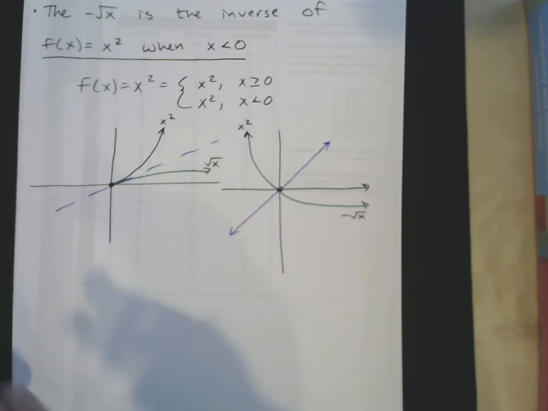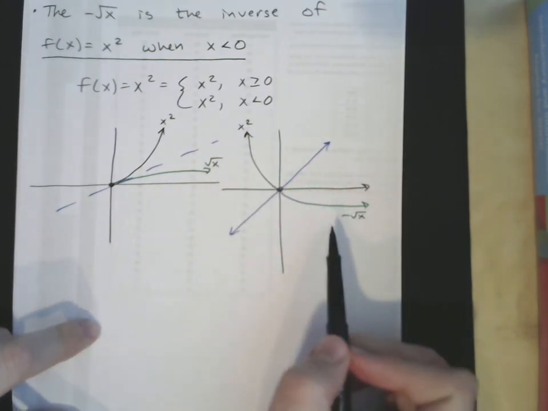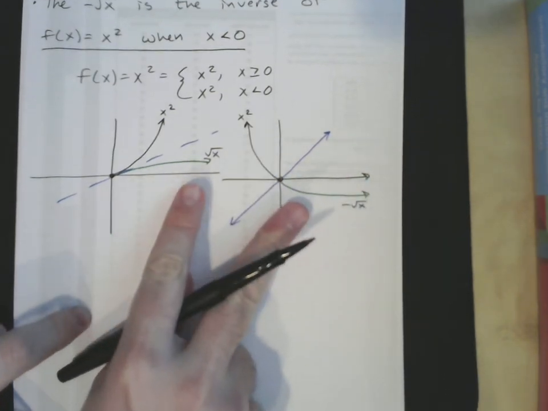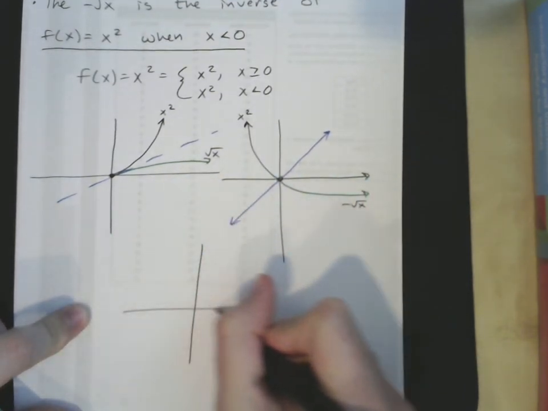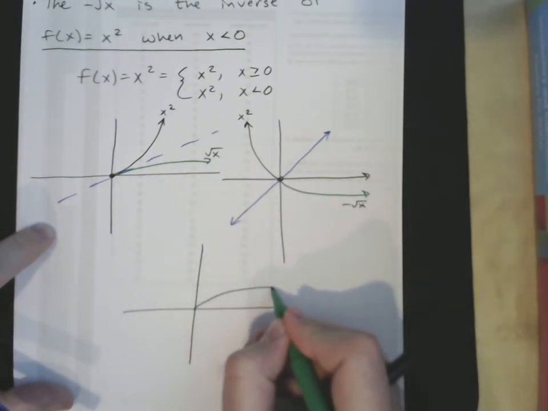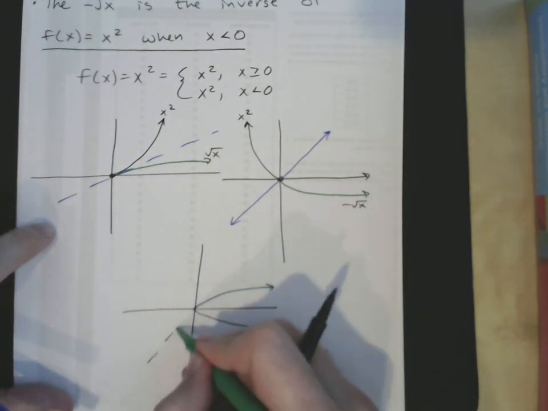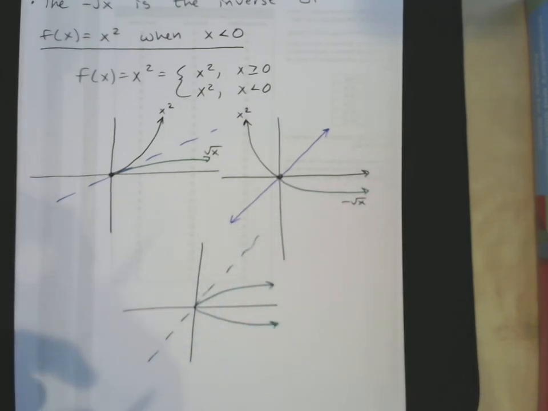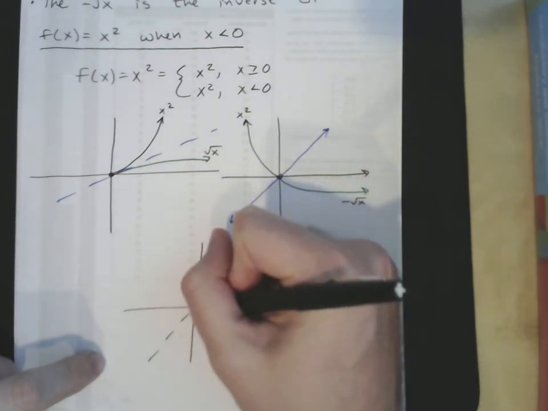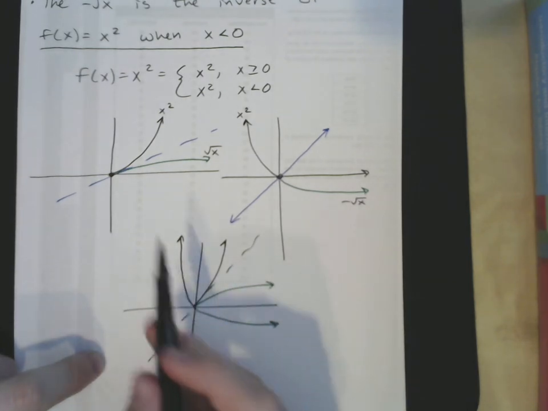So we can invert the quadratic x squared if we separate it into two pieces. And we invert one at a time. And if we put them together, the inverses that is, not the x squared, our top half gives us this, our bottom half gives us this. And if we were to draw the line y equals x, and reflect these back, we would get this, and we would get this, which is our x squared.